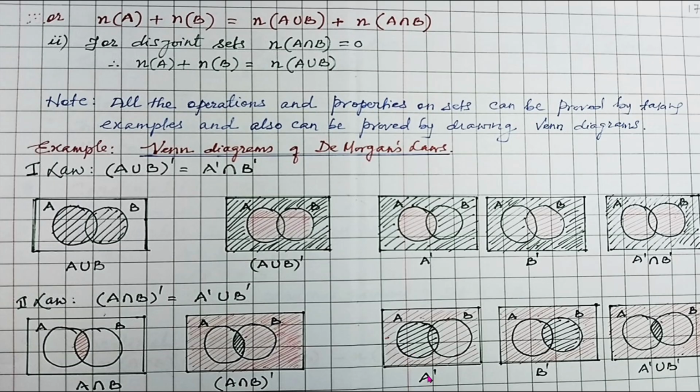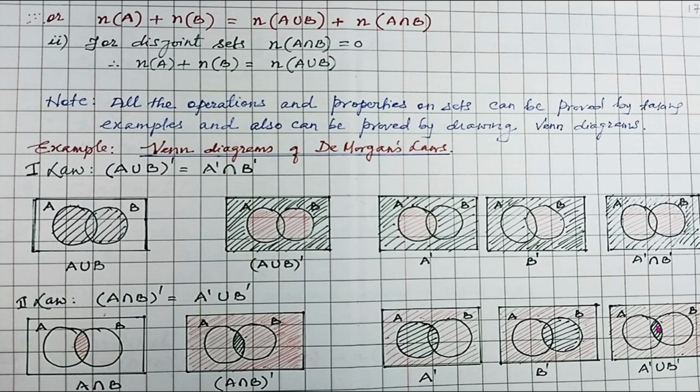Now the Venn diagram of A dash will be leaving A, the remaining has to be shaded red, and that is A dash. Leaving B, the remaining has to be shaded red, and that is B dash. And if I take the union of A dash and B dash, that means I have to take the red region of this and the red region of this, then we find that only the overlapping region is left black, and that indicates very clearly A dash union B dash.